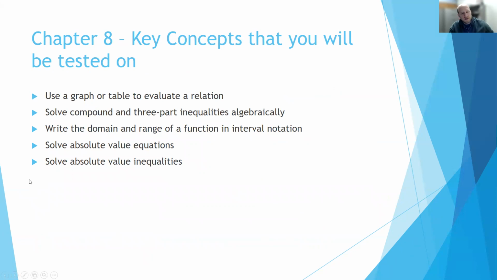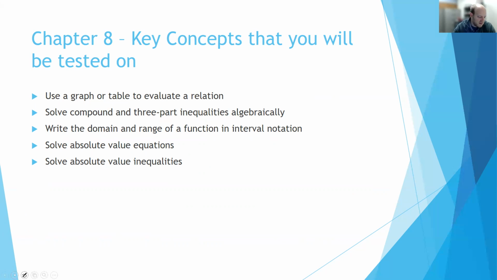All right, that is chapter 6. Let's move on to chapter 8. And in this chapter, again, you'll be tested on these 5 things. So you'll have 5 questions on these topics. You'll use a graph or a table to evaluate a relation. You'll solve compound and 3-part inequalities algebraically. You'll write the domain and range of a function in an interval. You'll solve absolute value equations and then absolute value inequalities.